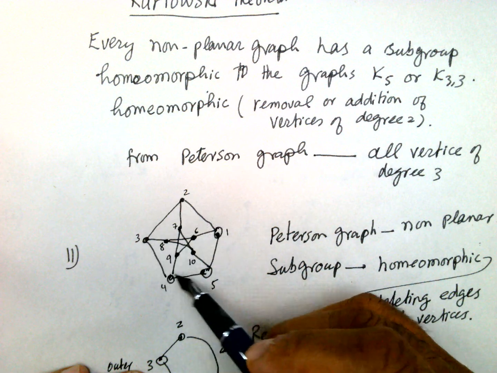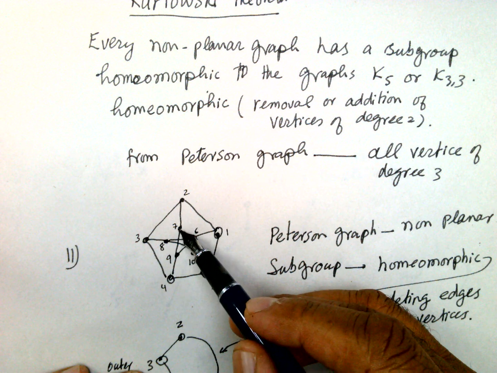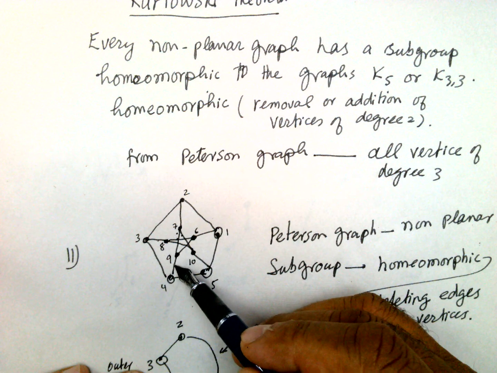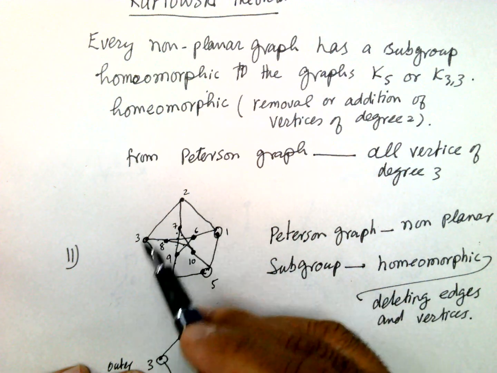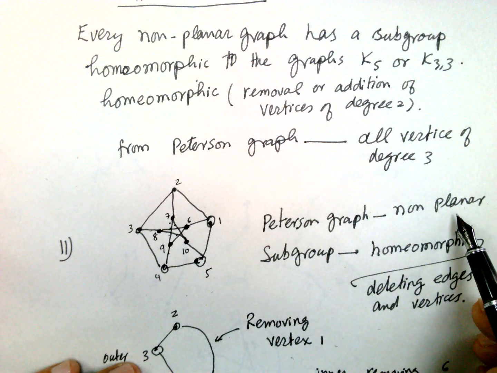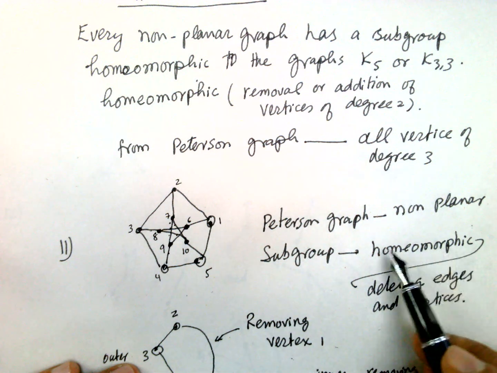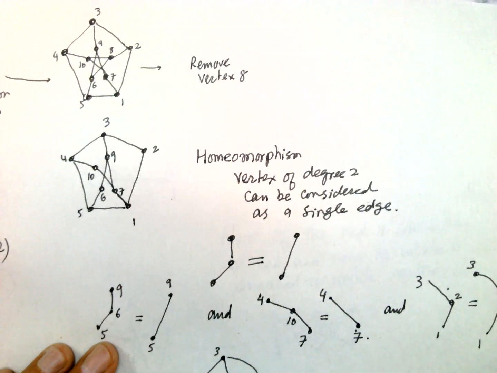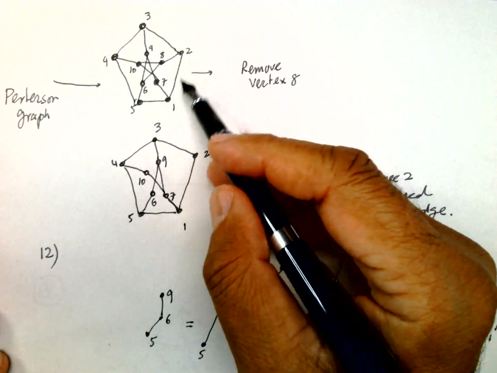This is the Petersen graph, which has degree 3. This is 3, this is 3, all have degree 3: vertex 7 has 1, 2, 3, 6 has 1, 2, 3, 8 has 1, 2, 3, 9 has 1, 2, 3 degree, and 10 has 1, 2, 3 degree. So all have degree 3. This is a Petersen graph. It is non-planar, and we will do a homeomorphism. A homeomorphic operation means deleting or adding something with vertices. This is slightly difficult, but I will make it simple. So this is a graph, which is a Petersen graph.